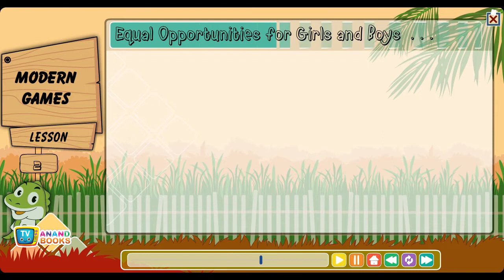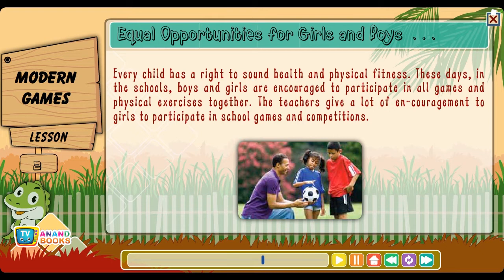Equal opportunities for girls and boys. Every child has a right to sound health and physical fitness. These days in the schools, boys and girls are encouraged to participate in all games and physical exercises together. The teachers give a lot of encouragement to girls to participate in school games and competitions.